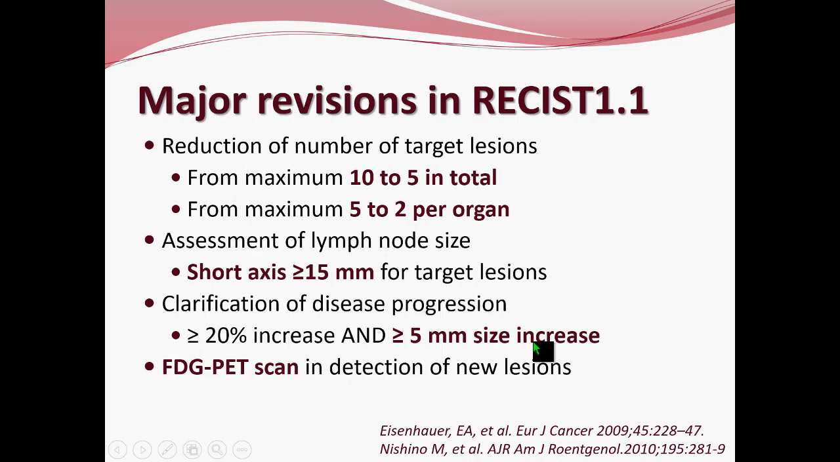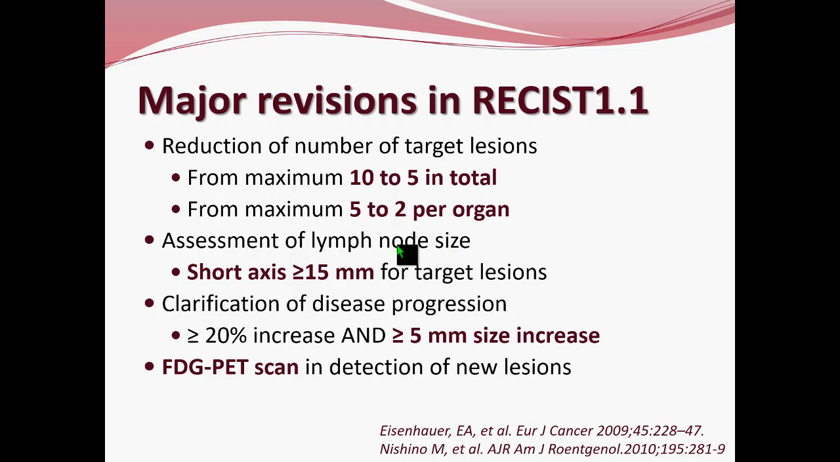RECIST was revised back in 2009, and the current version is called RECIST 1.1. The major revisions are as listed here. It includes reduction of the number of target lesions from maximum 10 to 5 in total, and from 5 to 2 per organ.